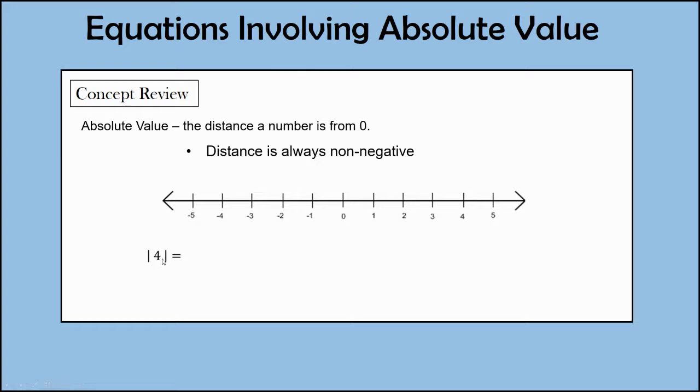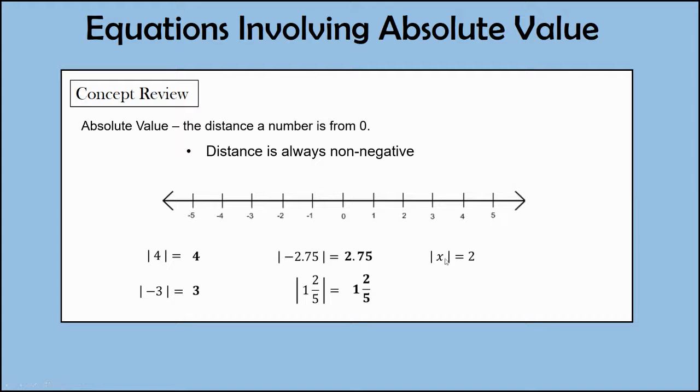Remember, this is our absolute value symbol. So this is asking us a question. How far from zero is the number 4? Well, that's 4 units from zero. How far from zero is -3? Well, if you go from 0 to -3, you go 1, 2, 3 units. It's not negative. Distance is always non-negative. How far from zero is -2.75? It's 2.75 units. How far from zero is 1 2/5? Well, it's 1 2/5 units.